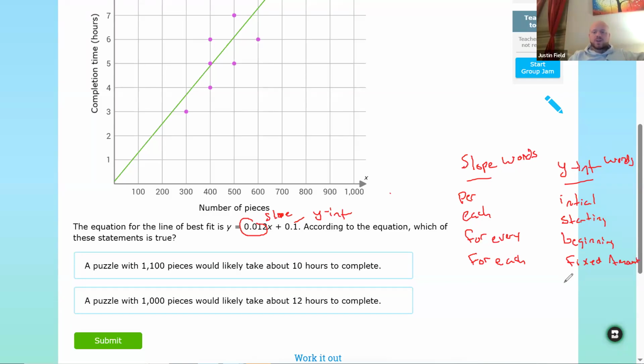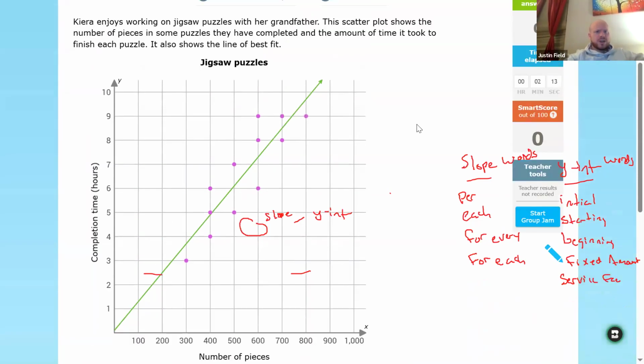I believe on the quiz we saw a service fee, right? And then we know they're asking about the y-intercept. So when I saw a puzzle would likely take about this many hours to complete, I'm going to need the slope for that. Okay, it's not talking about the beginning amount. It's talking about a rate. That's what I'm thinking.